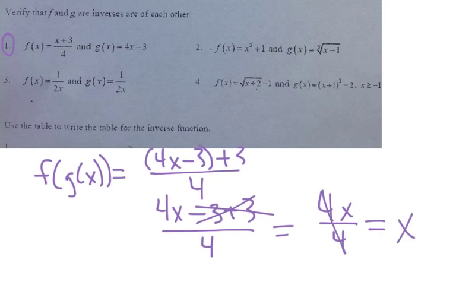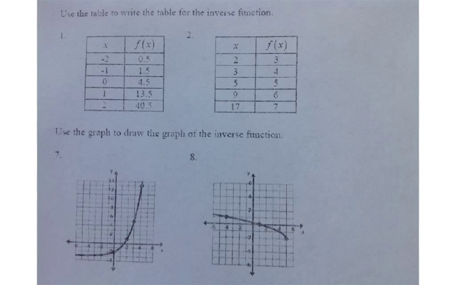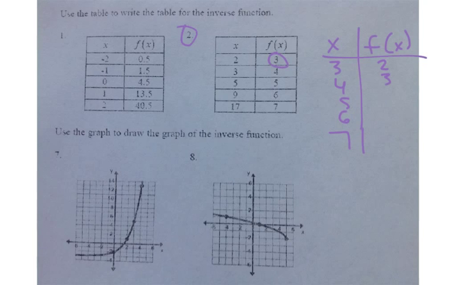That's the same process. Now, on the tables, remember, like number 2, you just rewrite the table. So you go like this, and then you just swap. So that's 3, 4, 5, 6, 7, and on the right side is 2, 3, 5, 9, 17. You just swap the sides. That's all you've got to do.